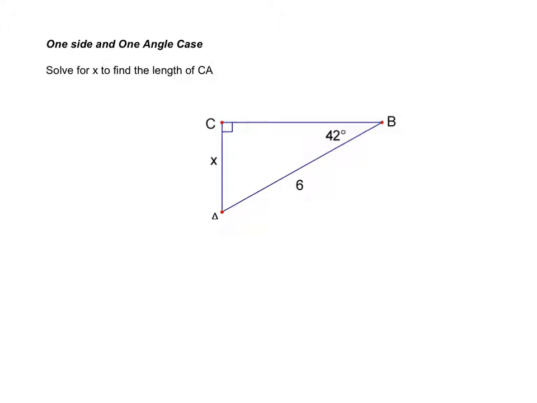And we're not going to solve the whole triangle, we're just going to solve for x to find the length of CA. So we have a 42-degree angle and we have our side of length 6. So we have to label the sides we're given. So side CA is opposite of our 42-degree angle, and the side AB is our hypotenuse.